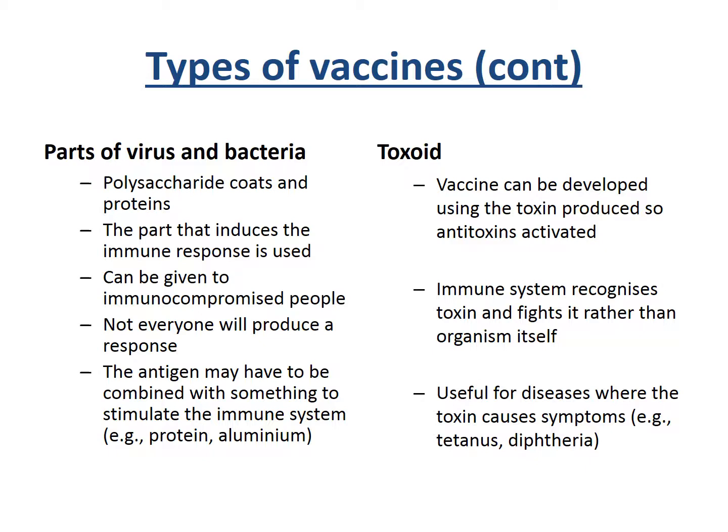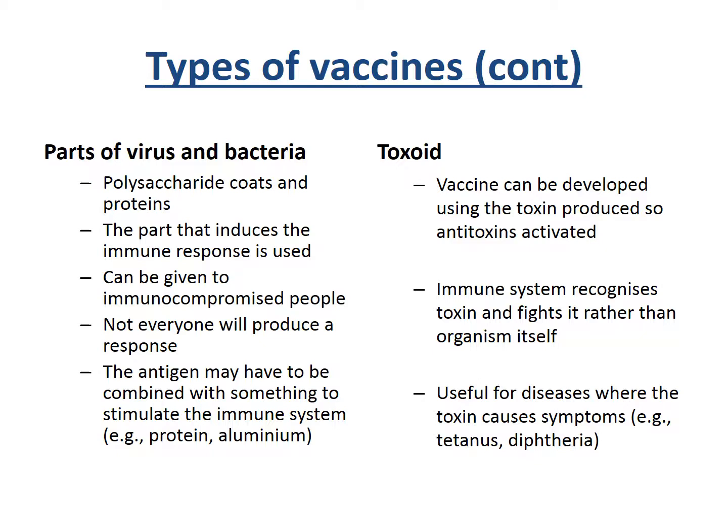Some vaccines are based just on specific parts of viruses and bacteria. For example, meningococcal, we use the polysaccharide coat, which has the antigens which cause the immune activation on it. We take that off the bacteria and we develop that into the vaccine as opposed to using the whole bacteria itself. So polysaccharide coats are the most common bacterial part used in a vaccine. We also can use some different proteins and things like that. So it's about identifying which part of the organism induces the immune response and separating that out from the part that makes it infectious. Can be given to immunocompromised people. Again, not everybody will produce a response because it's further and further away from a natural exposure to an antigen.